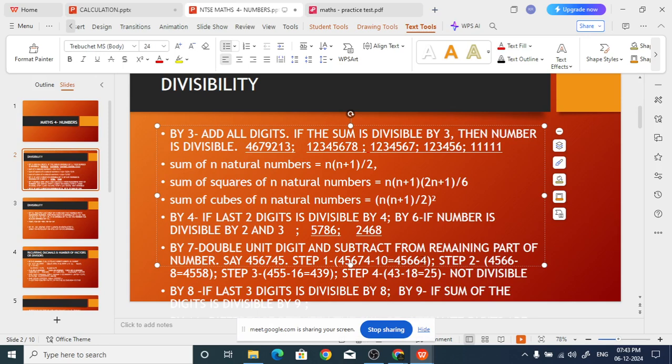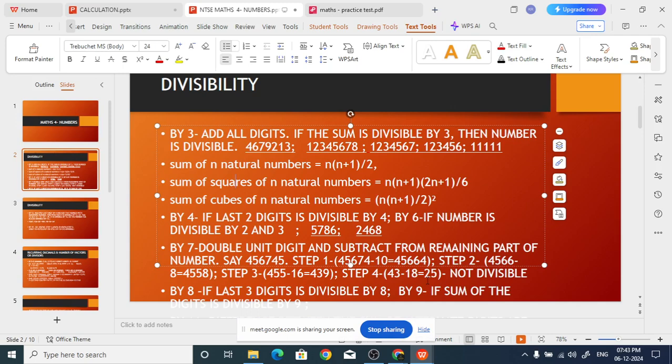Again, do the same step. The last digit is 4. You multiply by 2, that is 8. So you write 4,566 minus 8. It becomes 4,558. Again, you do this. 2 into 8 is 16. So you subtract 16 from 455. It comes to 439. Again, double this 9, that is 18. Subtract that 18 from 43. That gives 25. And 25 is not divisible by 7. So that whole number is not divisible by 7.